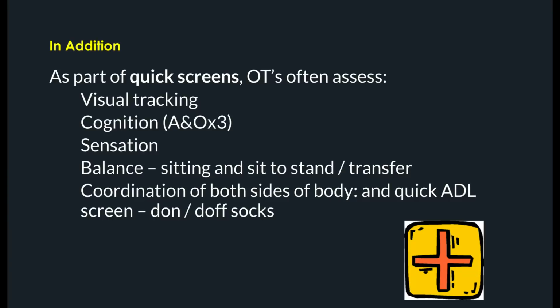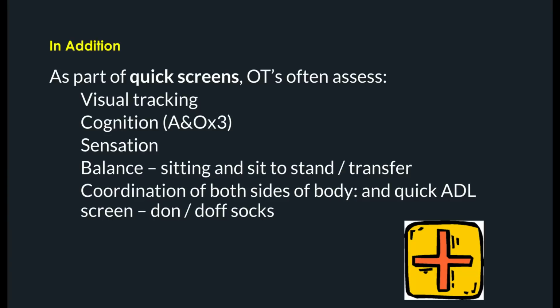In addition to a quick screen, OTs assess much more than just how a person moves. We're looking at visual tracking. So this is going to bring you back into your other coursework to tell me what visual pursuits are, what saccades are, and what convergence means. You're going to be looking at that as part of the quick screen. If you see a problem, of course, then you're going to assess that further.